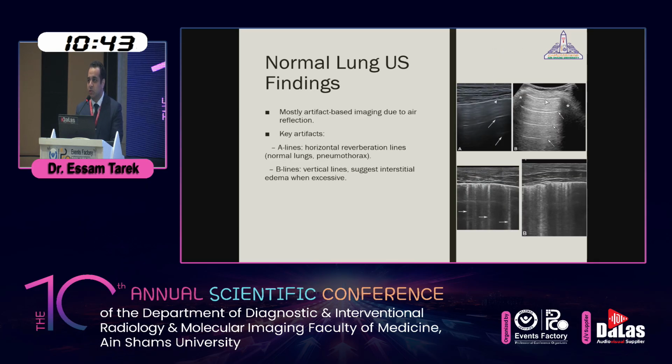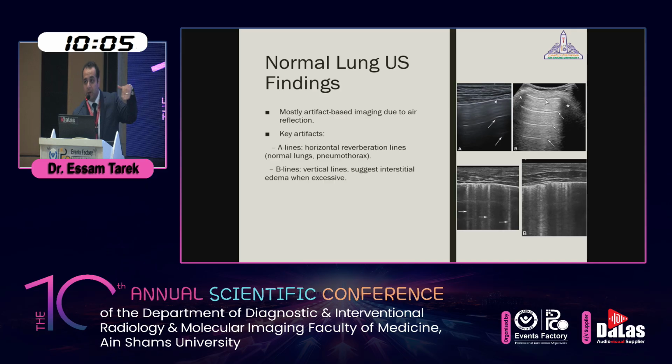For the sake of time, I'm not going to mention all the artifacts of the lung, but unlike many imaging techniques, lung ultrasound mainly detects artifacts, not the normal anatomy. We have two main artifacts. The first is the A-line, which appears as horizontal lines. This is actually the reflection of the air and the pleura. As you can see, we have multiple horizontal lines.